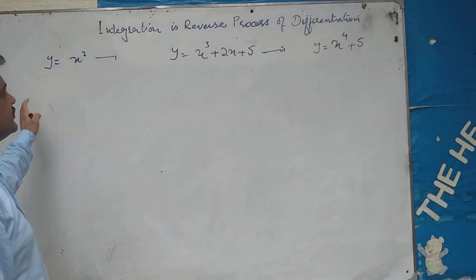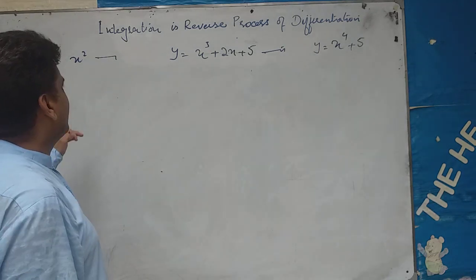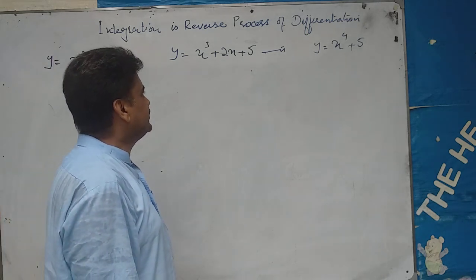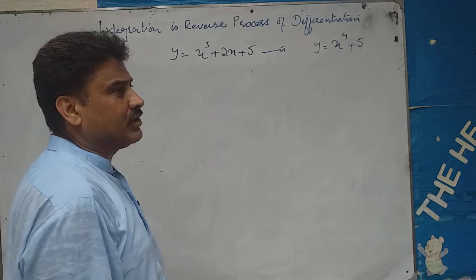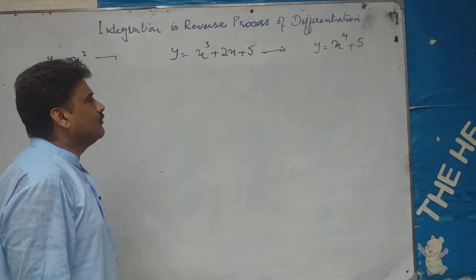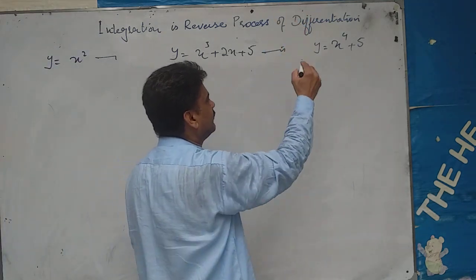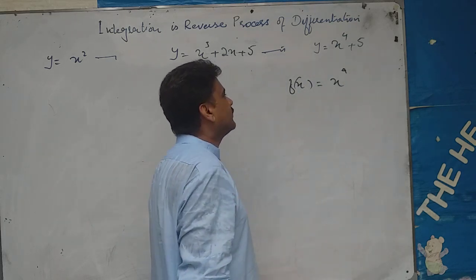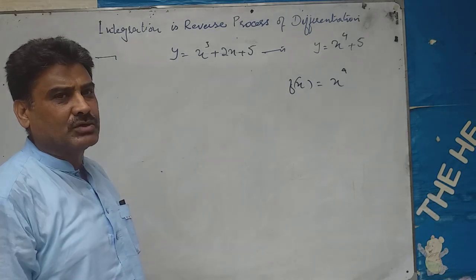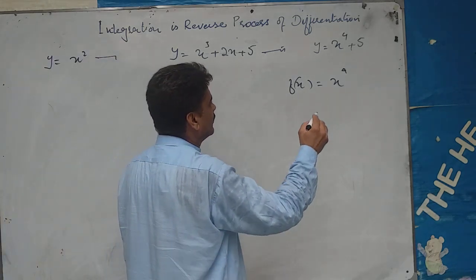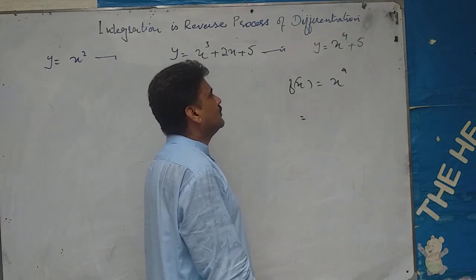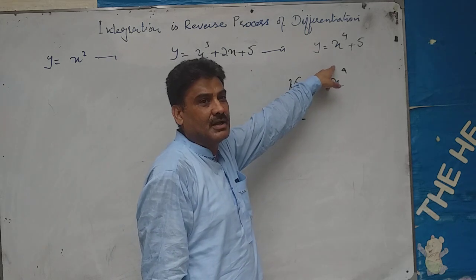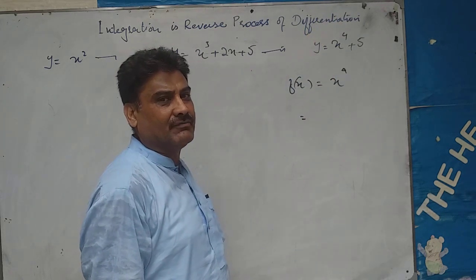Suppose we have some function, we will find its gradient function by differentiating. To differentiate all these, we use the power rule. For example, if we have a function f of x equal to x raised to power 4, we use the power rule to differentiate this function. How can we use the power rule? We just multiply the function by the power of the function and then decrease the power by 1.